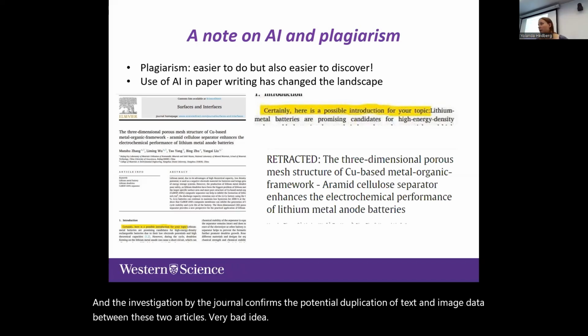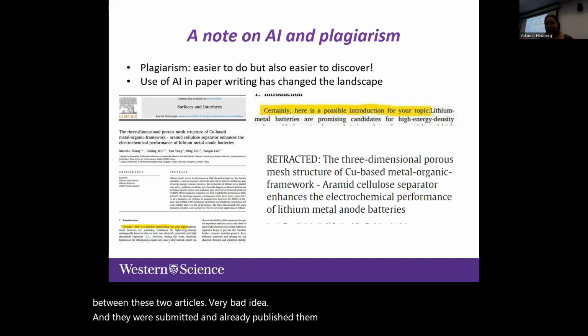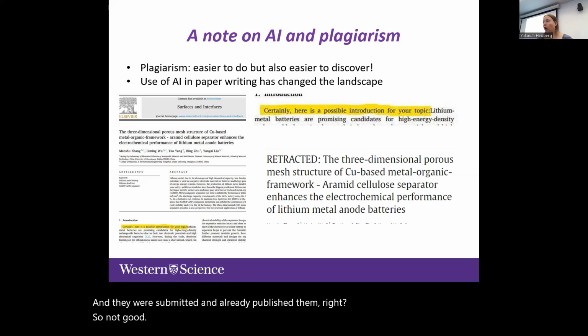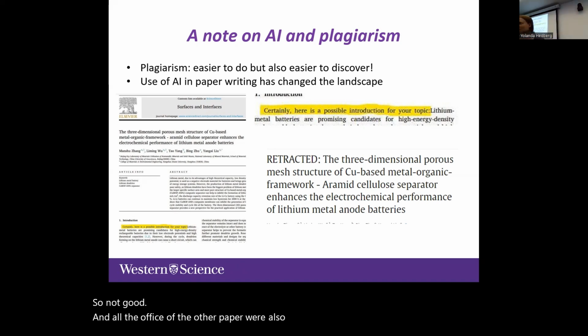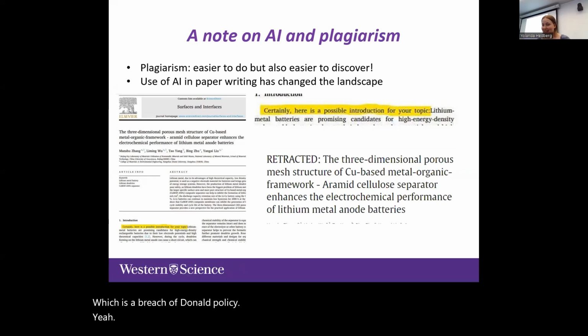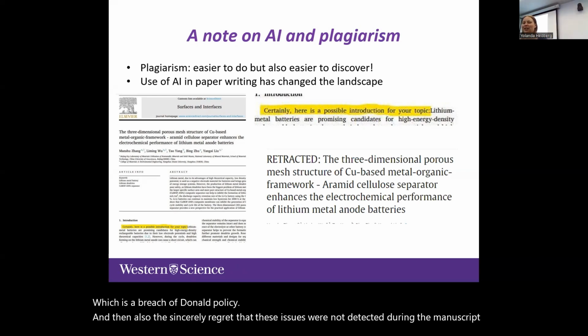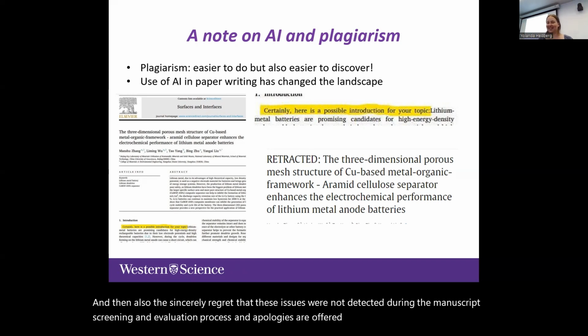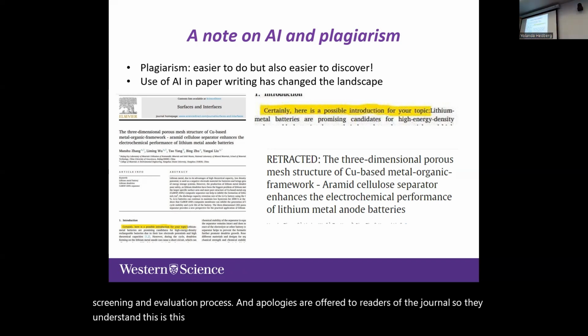And that was submitted and already published somewhere else, right? So not good. And all the authors of the other paper were also the authors of this paper. In addition, there are concerns that the authors appear to have used generative AI, which is a breach of journal policy. And then the journal also says that it sincerely regrets that these issues were not detected during the manuscript screening and evaluation process, and apologies are offered to readers of the journal. So they understand this was really bad for that journal, right? That journal is now world famous. And it's actually one in our area.